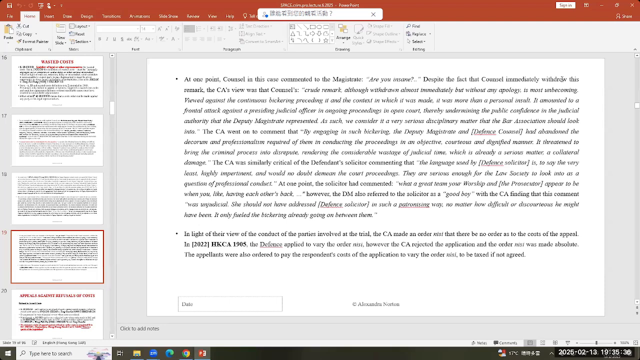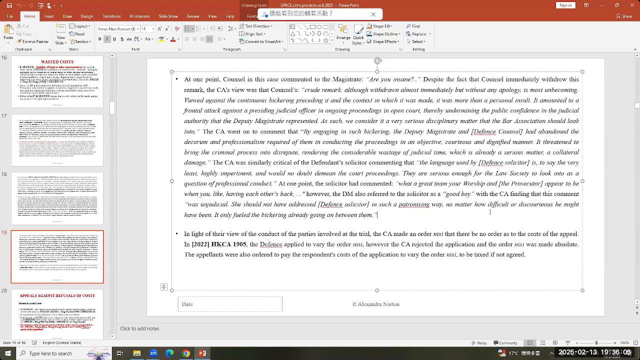As the trial went on, the relationship between the deputy magistrate and defense counsel became so bad that the defense counsel actually withdrew from representing his client and the defense solicitor took over. But the bad relationship continued. And so the deputy magistrate at one point referred to the solicitor as a good boy, very patronizingly, after he'd said, "What a great team your worship and the prosecution appear to be."